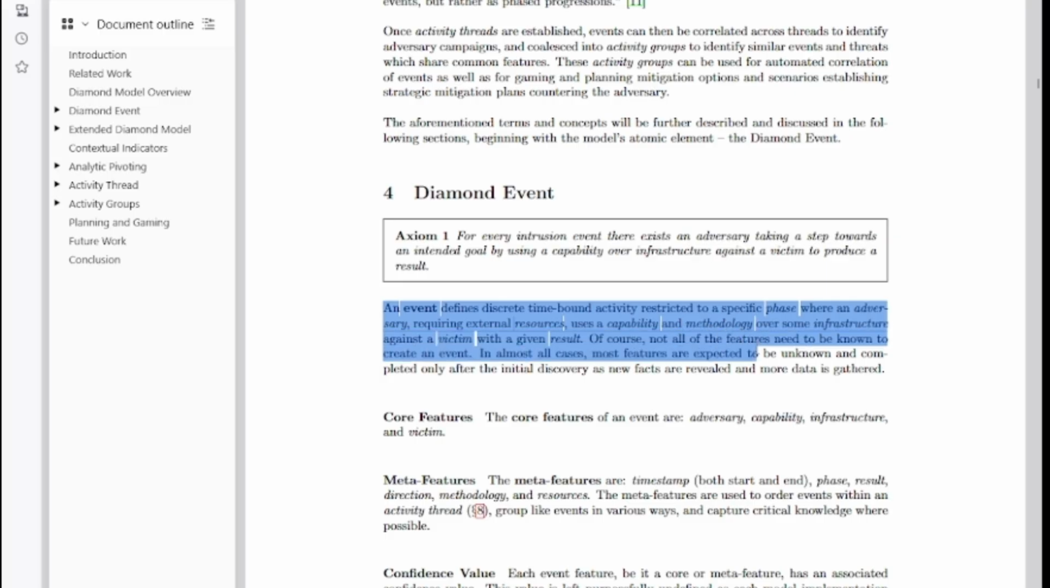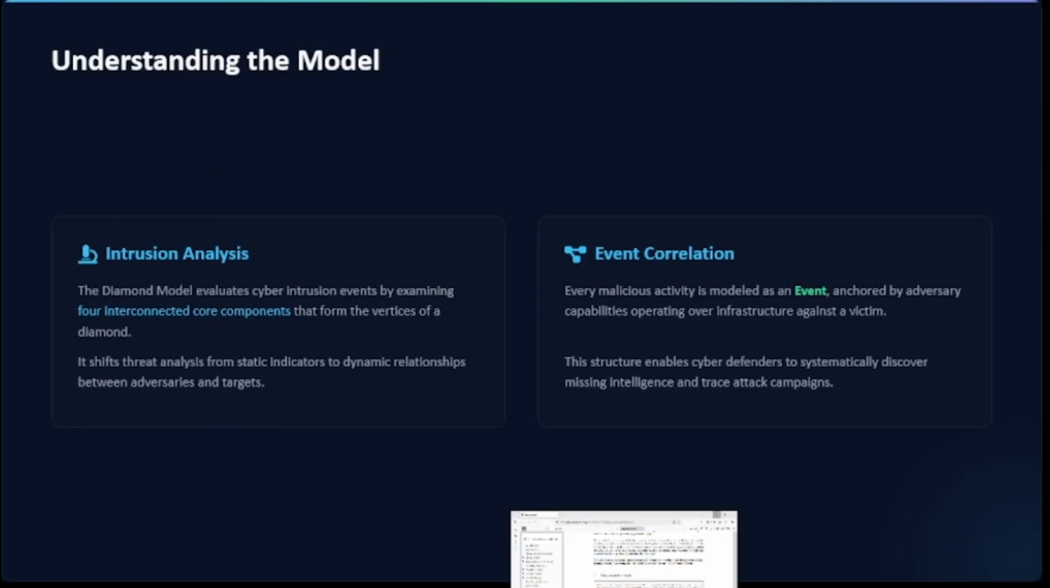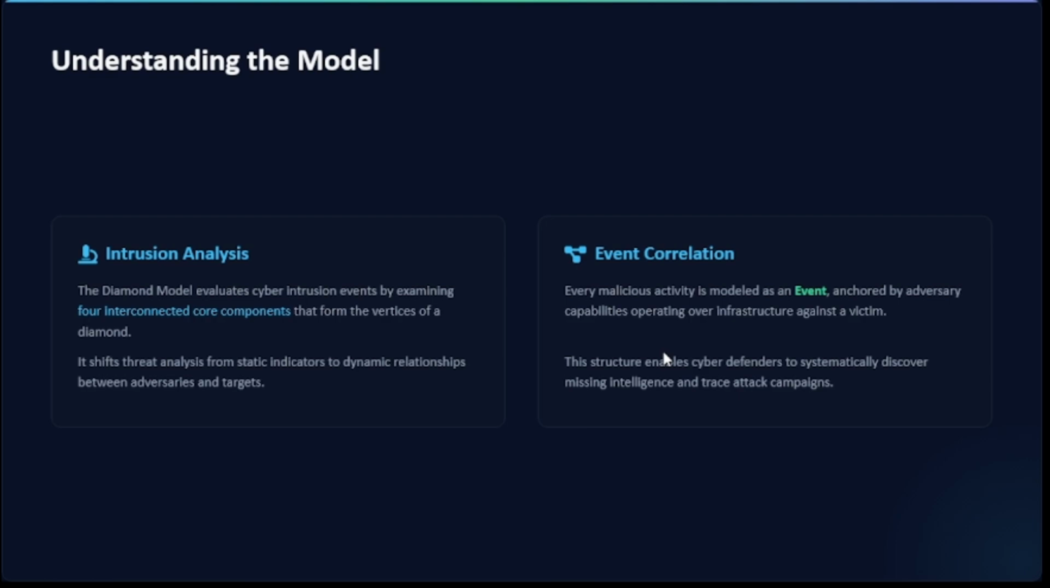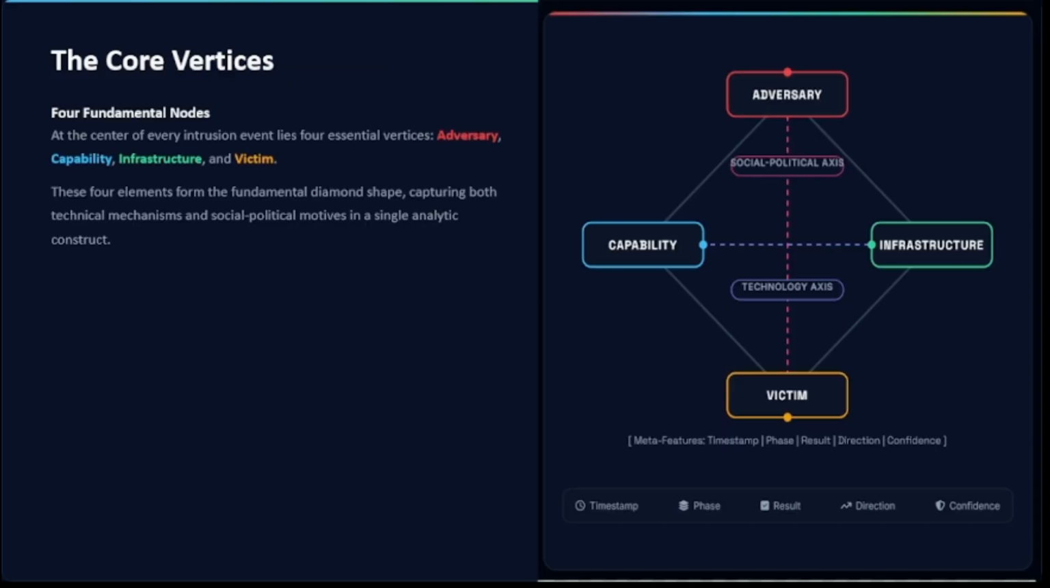They define it as a discrete time-bound activity restricted to a specific phase where an adversary requiring external resources uses a capability and methodology over some infrastructure against a victim with a given result. That is their definition of an event, and it does vary from what SANS would define or NIST would define the difference between an event and an incident. I want to stress that though for you when you're working with the diamond model, an event is an incident. It's not an event like NIST or SANS would define it. So keep that in mind.